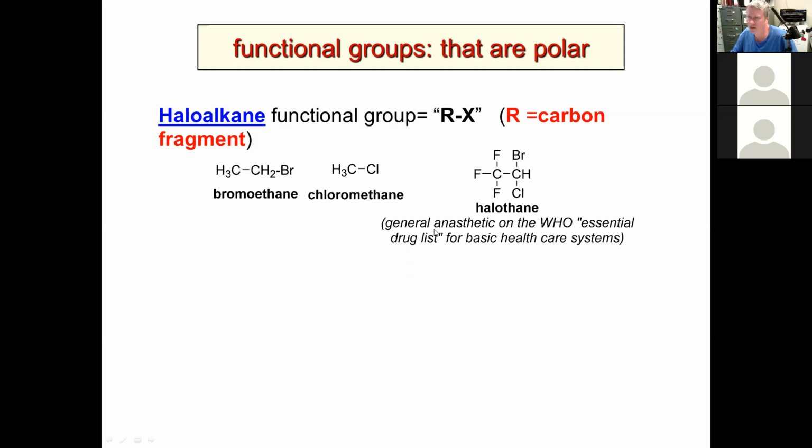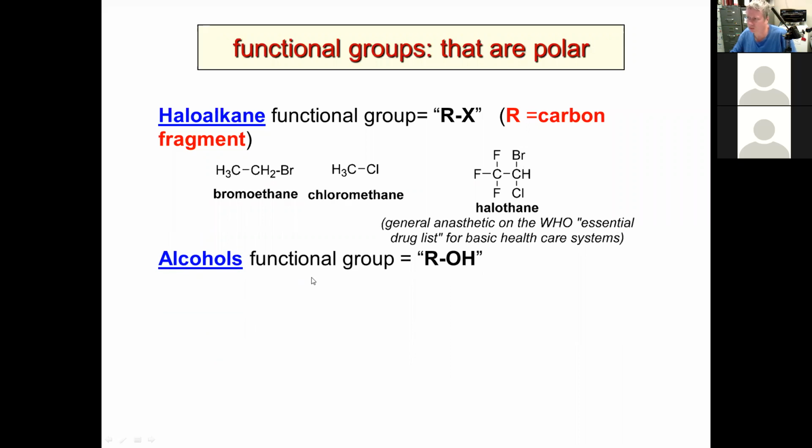It's a general anesthetic. It's a gaseous type thing, and it's on the World Health Organization essential drug list. If you look that up on Wikipedia, there are hundreds of drugs that are so common and usually inexpensive that they're used in every country. And this is one of them. It's actually a good general anesthetic, as a gas you would inhale.